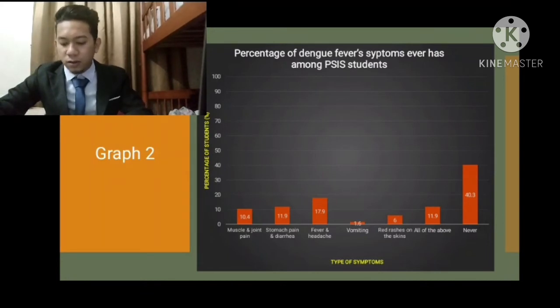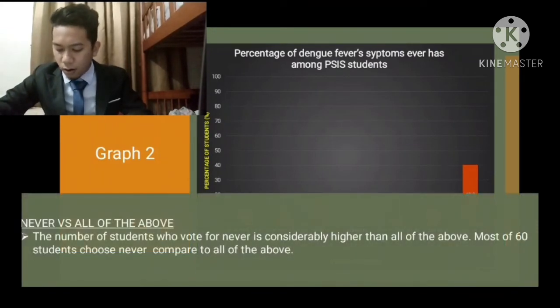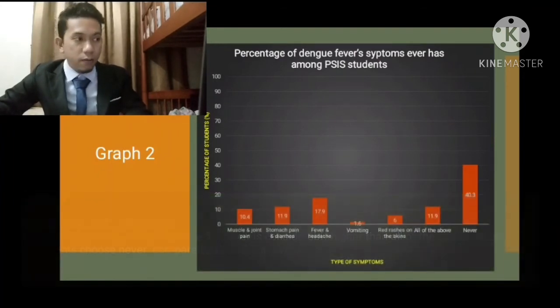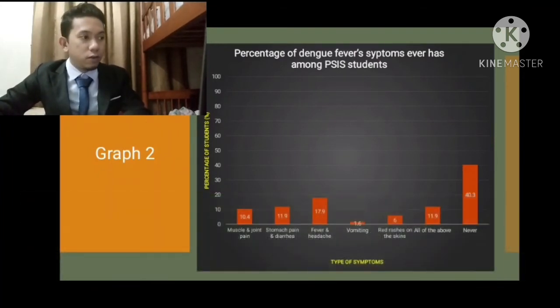Let's start with the comparison between the voting of never and all of the above. We can see that those who vote never is considerably higher than all of the above. Most of the 16 students choose never compared to all of the above.